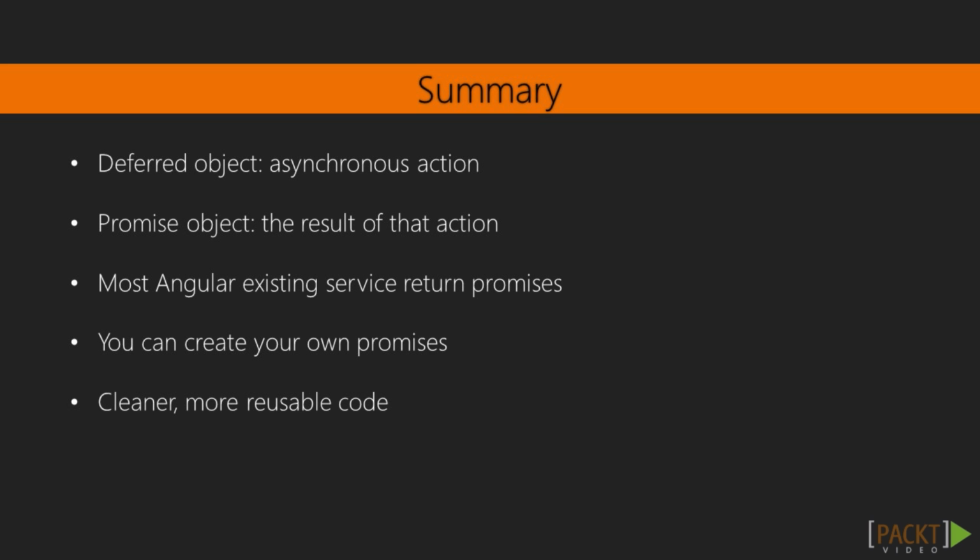So in this section, we have dealt with two types of objects: deferred objects that represent an action, and promise objects that represent the outcome of the action. We have seen how $http returns promises, and actually most Angular services will return promises when dealing with asynchronous flows. And for the cases where promises are not implemented in the API, we have learned how to create our own deferred and promise objects.